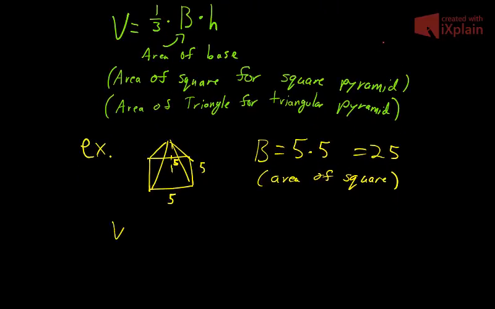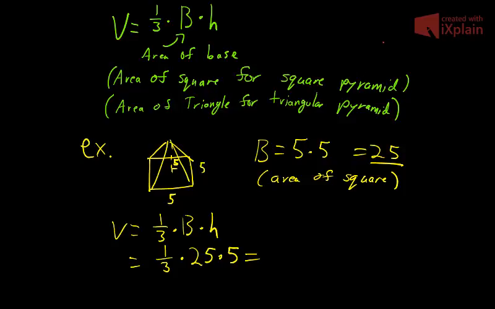Now I know that my volume is 1/3 times the base times the height. My base I just found is 25, which comes from up here, and multiply that by the height, and the height of my pyramid is 5. So doing a real quick bit of math, 25 times 5 is 125. Divide by 3 gives me 125 thirds. And that would be my volume. That doesn't simplify, so I'm just going to leave it.